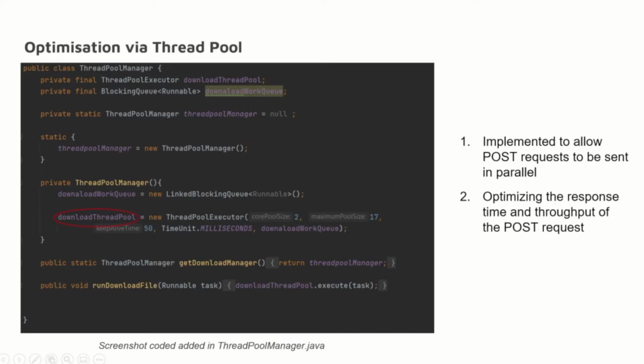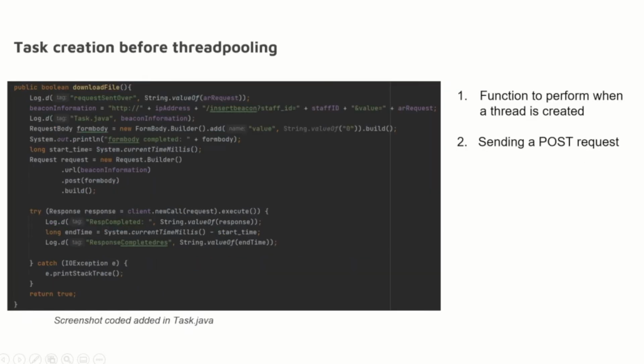As inferred from the screenshot, ThreadPoolManager is created to be a singleton class. It creates an instance of a task queue for the ThreadPoolExecutor to send requests to the Flask server. Also, the core pool size was set to 2 to allow 2 threads to be available so that parallel requests can happen. Another reason why the core pool size was not set to a larger number is to refrain from increasing memory usage.